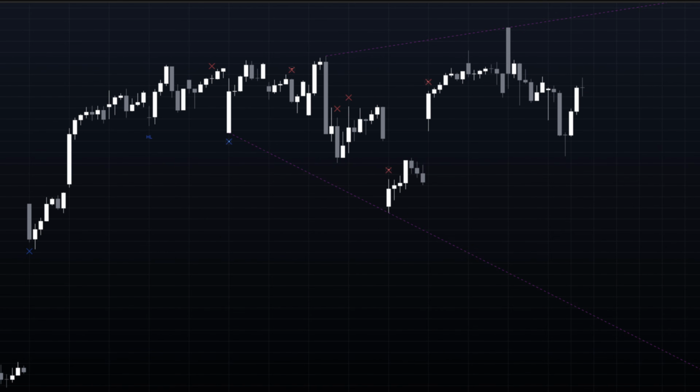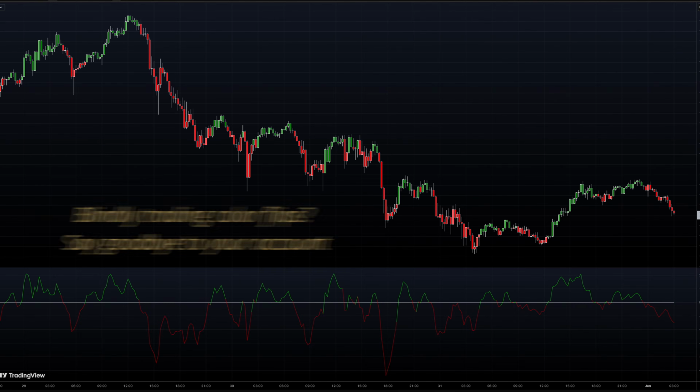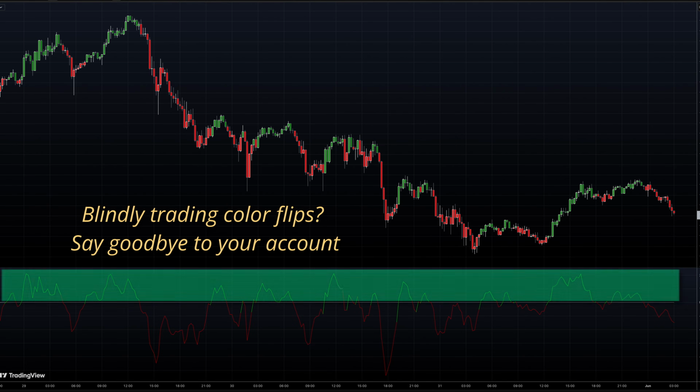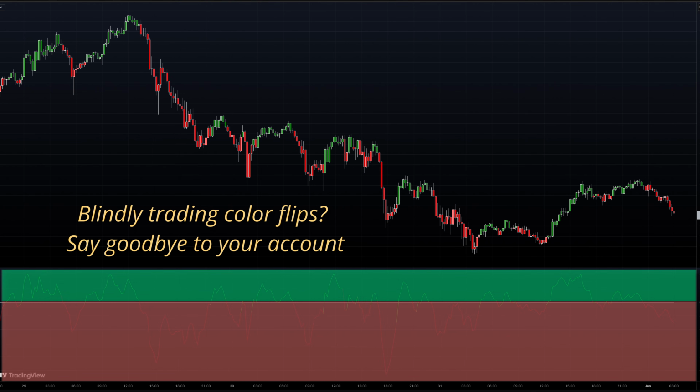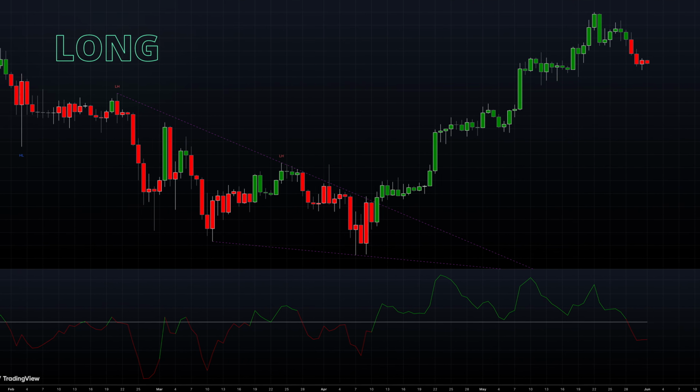You can often see those breakout crosses printed by the Auto Trendline indicator, but without additional context, they might often be just false signals if taken blindly. Same for the AK Trend ID. If you take every signal simply when it changes color, you'll be poor very soon. However, used together, a lot of noise is eliminated.